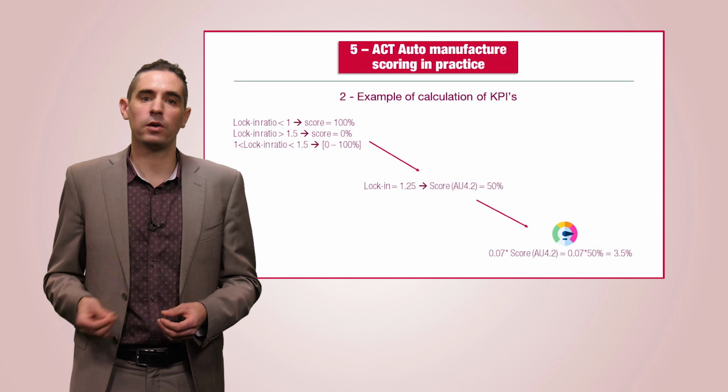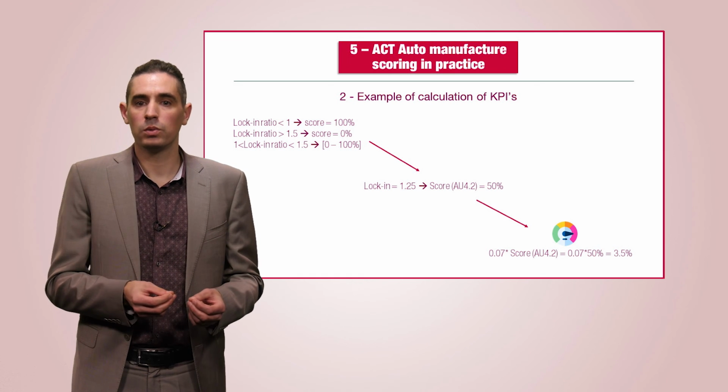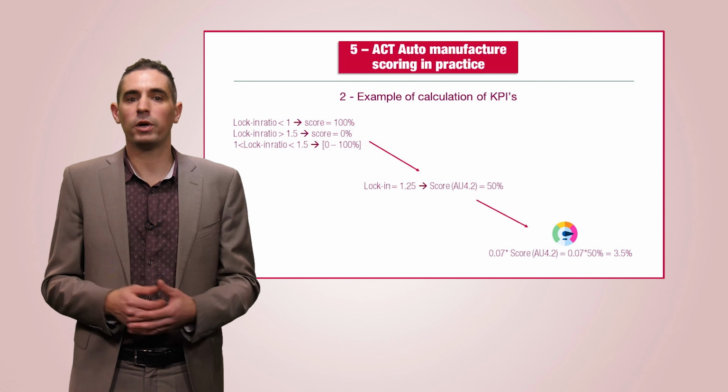and this would finally be multiplied by the final weight of this indicator to the performance score, which is 7%. And so contribute with a value of 3.5% to the final performance score. And this way, by multiplying the indicator weight by the indicator scores, you compute the final performance score.